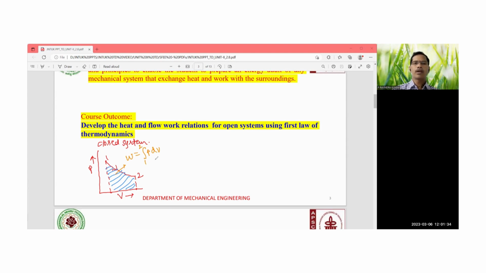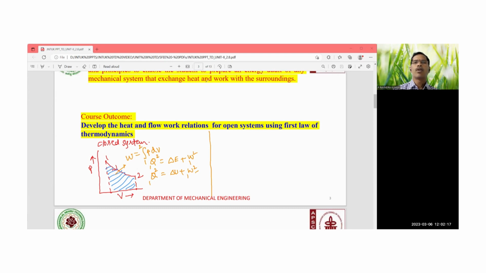Now in this PdV work, when you apply the first law of thermodynamics, Q1-2 is equal to the change in total energy plus W1-2. This is equal to delta U plus W1-2, so here you get a PdV work. In the earlier lectures, I covered the work transfer and heat transfer relations for different processes.